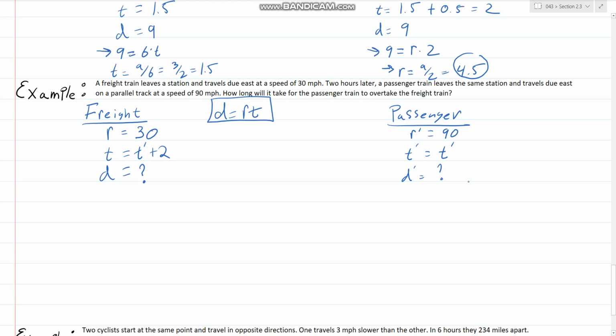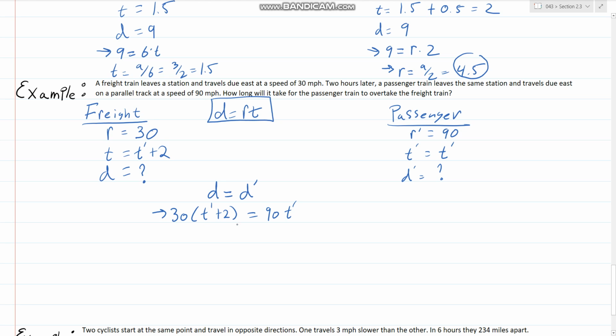Okay. Now, it has something to do with the passenger train overtaking the freight train. So I have a feeling that we want to find out when they would be equal to each other. When is the distance of the freight train equal to the distance of the passenger train? And that would be where it overtook, right? So let's find that. Again, distance equals rate times time. So I can rewrite this as 30 times t prime plus 2, and that would be equivalent to 90 t prime.